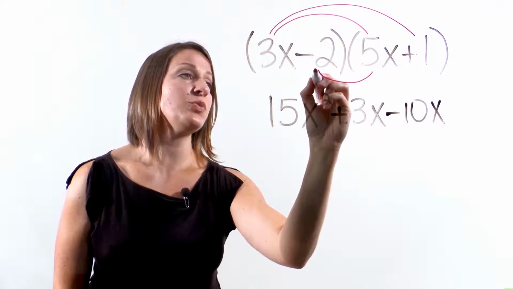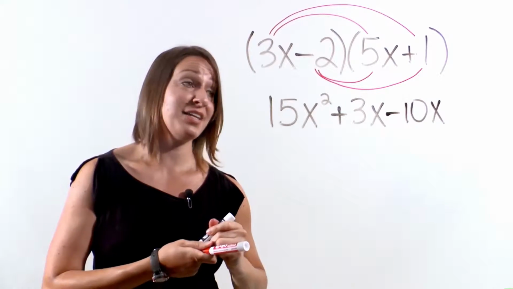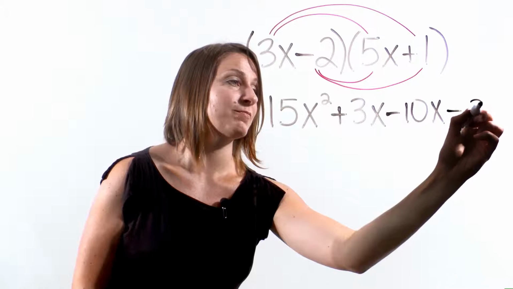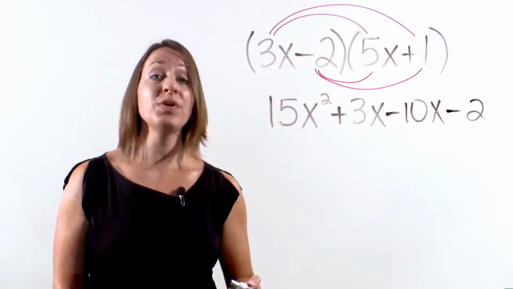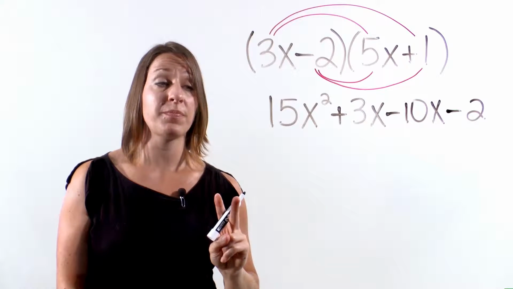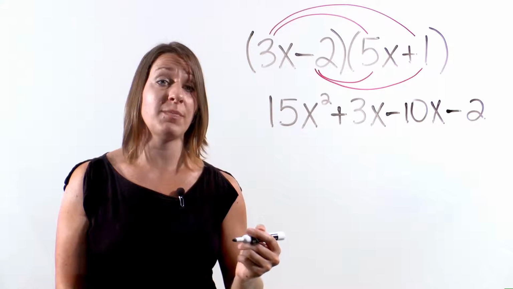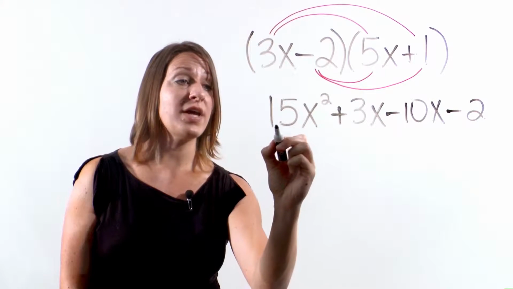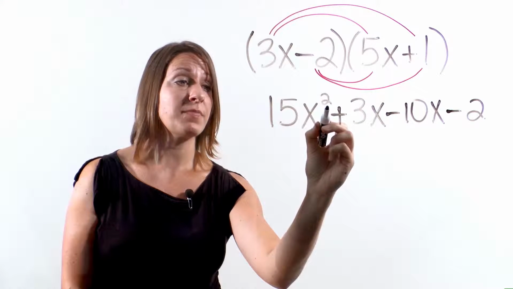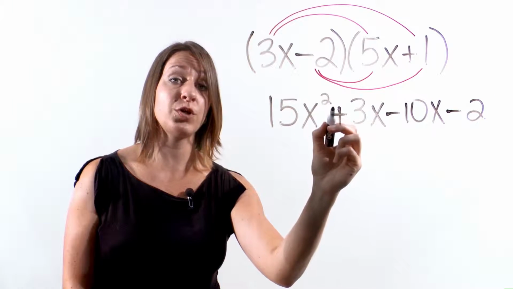And negative 2 times positive 1 is a negative 2. Now, before we can say this is our answer, remember we have two things that we need to check. First, we need to check if we have any like terms that we can combine. Okay, we have 15x squared, and there's no other term that also has an x squared. So we're going to move on.